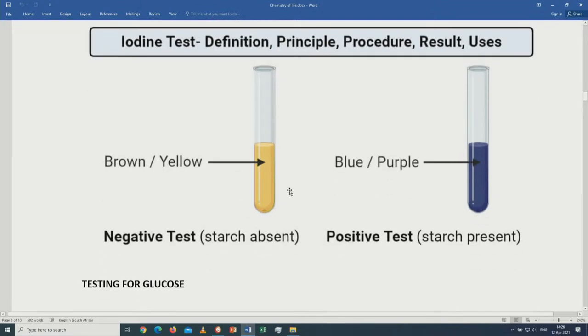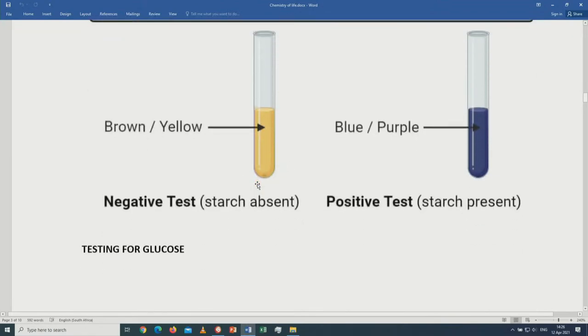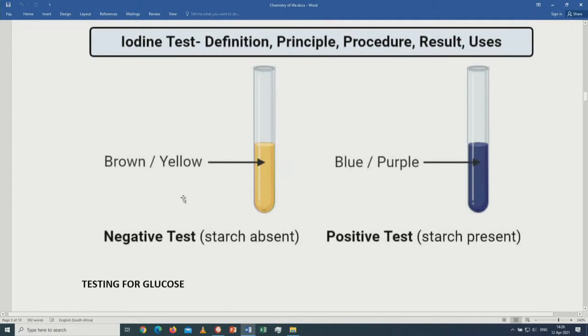Here I have a test tube. Inside there is plain water. A few drops of iodine have been added. As you can see, there is no color change. But here, where there is starch, there is color change. The first apparatus, where starch is not present, is called the control. The aim of the control is to compare the results.